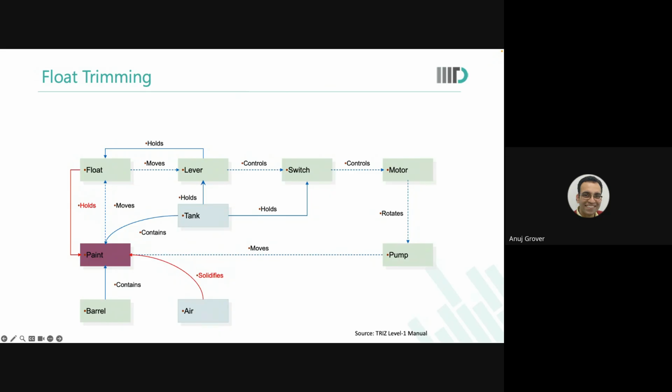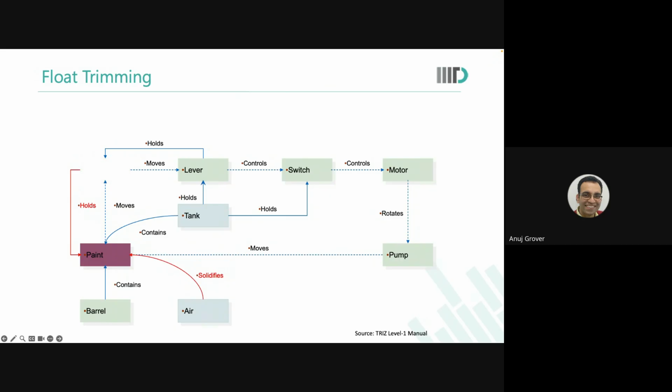Air is a super system component. Can you trim it? You can only trim something from within your system, na? So what is the thing that you would trim? Float. Because float is the carrier of the harmful function, the key disadvantage. There's only one harmful function that the system components have, and that is also the key disadvantage. If that was solved, would the problem have appeared in the first place? No. So you say, I will trim the float.